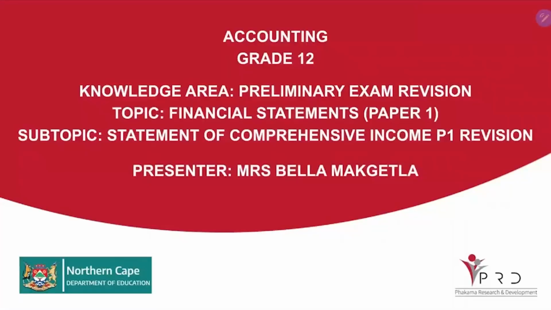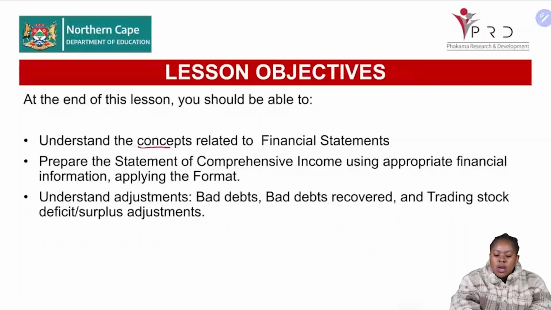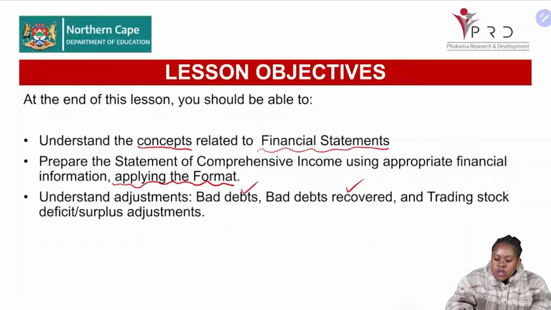Now, on today's lesson, we will be looking at financial statements, specifically the statement of comprehensive income. Now, this is what you need to know by the end of this lesson. You must be able to understand the basic concepts of financial statements. You must be able to prepare the statement of comprehensive income using the appropriate financial information and applying the format. Then you must be able to understand these adjustments, the bad debts recovered, and trading stock surplus or deficit.